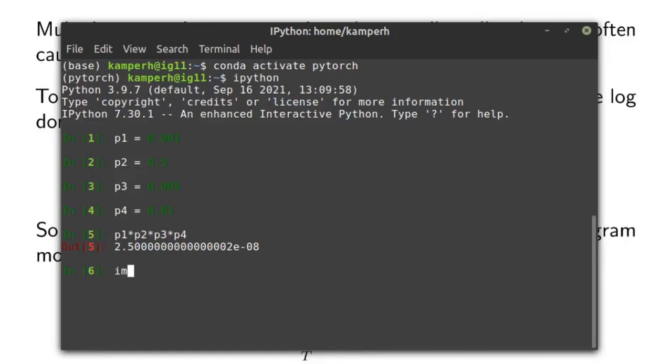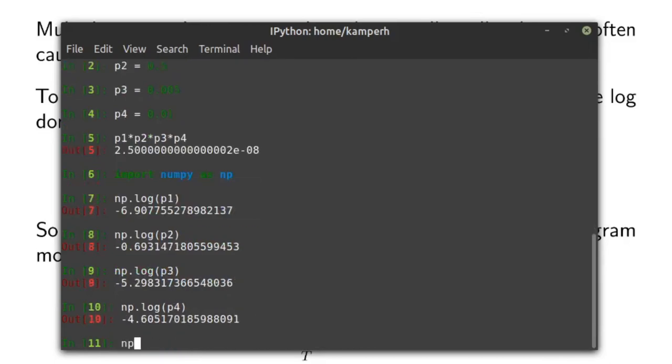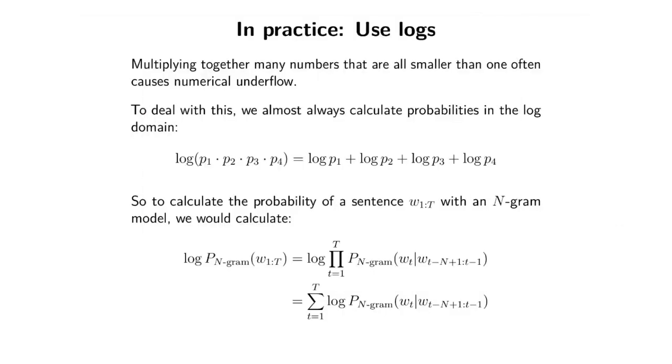Now, the nice thing is if we use logs, I hope I can import NumPy here. If we use logs, then these numbers become much more reasonably sized. Okay, so the log of P1 is that, the log of P2 is that, the log of P3 is that, and the log of P4 is that. And if we add them up, and this is taking the natural log everywhere, then you end up with a number around minus 17. Now, e to the minus 17 is pretty small, but at least your computer can represent it. So most often when dealing with language models and with all these counts that we need to keep track of, we do that in the log domain.